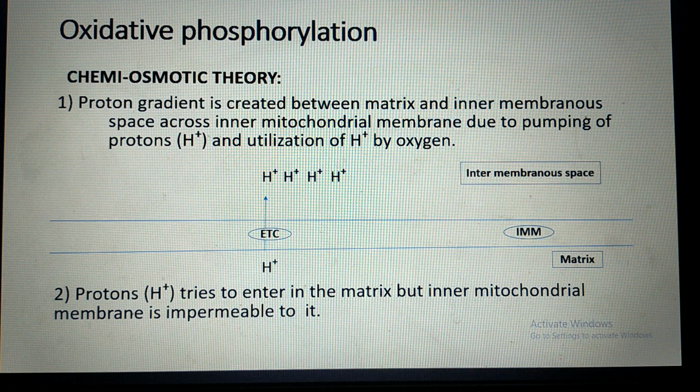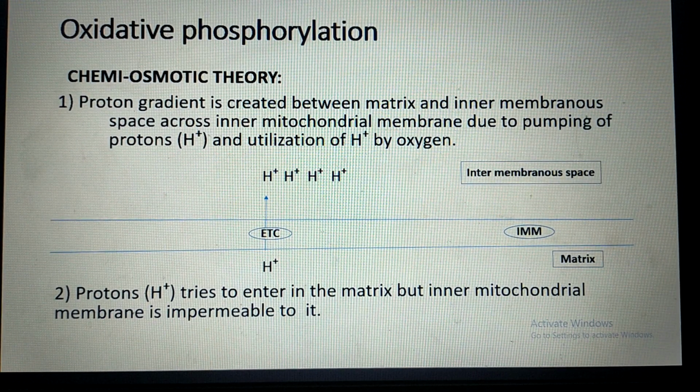It says that when electrons are transferred in the electron transport chain at various sites, energy is released in small amounts, and that energy is used to pump protons from the matrix to the intermembranous space across the inner mitochondrial membrane against the concentration gradient. Due to this pumping, a proton gradient is created across the inner mitochondrial membrane.